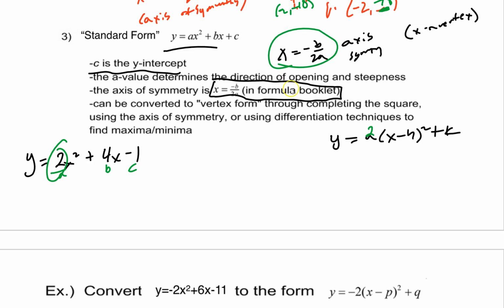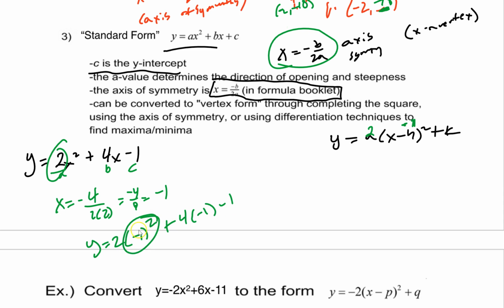We have a handy dandy formula: x equals negative b over 2a. So negative 4 over 4, negative 1. So my x is negative 1. If I have the x in the vertex, which is my h, to find the y in the vertex, you just plug it in. So y equals 2 times negative 1 squared plus 4 times negative 1 minus 1. The exponent goes first, that's positive 1. 1 times 2 is 2, plus negative 4, minus 1. It's negative 3. And now I have my vertex.